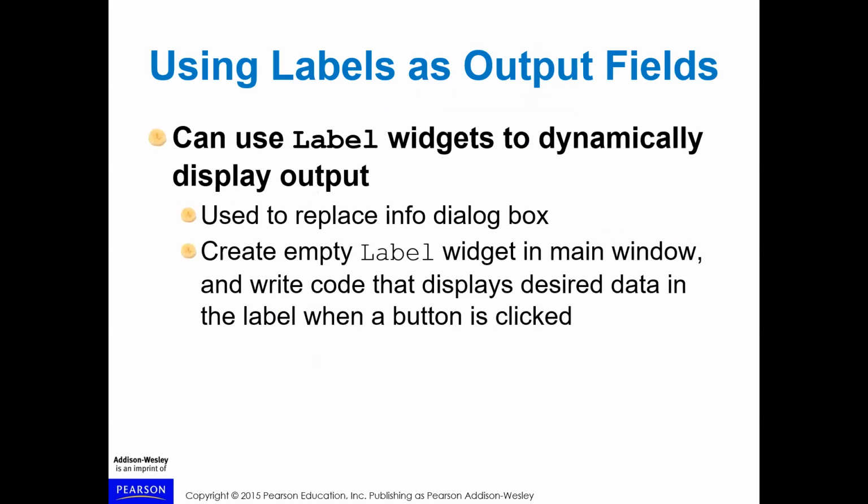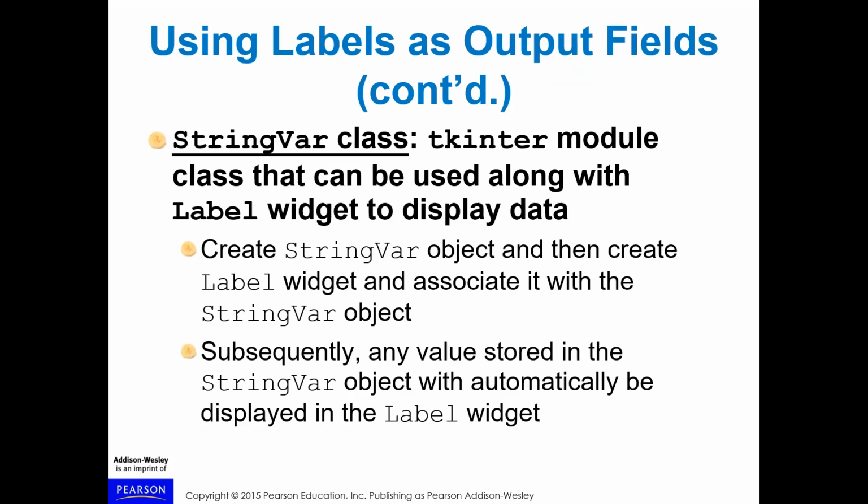Using labels as output fields, so you can also use labels as output fields instead of displaying the data in the terminal. So you can use label widgets to dynamically display output so that you can use to replace info in the dialog box. So basically you can create an empty label widget in the main window and write code that displays desired data in the label when a button is clicked. Right, and that makes sense. So that would be just the next step from what we just did, is how to display the data on a label.